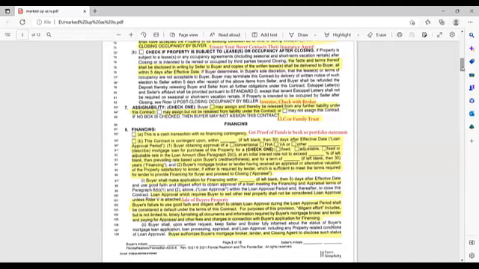Option 2, the buyer may assign but not be released from liability under the contract. Likely, the buyer will want to assign this contract to an LLC or a family trust that they may not have set up yet, and this gives them the opportunity to do that. Option C, may not assign this contract. Nothing to do there. They're liable for the contract and nothing else is happening.